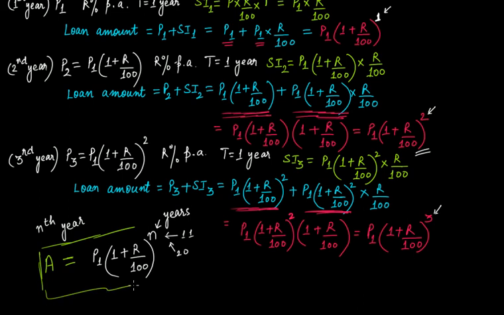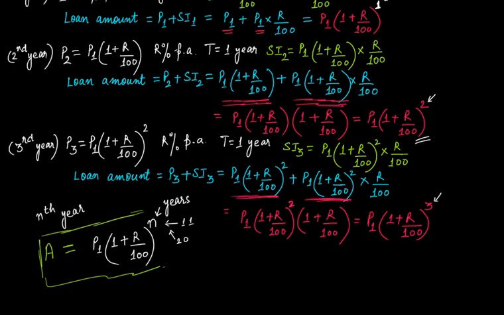For the nth year, if this is the total amount at the end of the nth year, tell me what will be the formula for the compound interest. We know that compound interest is equal to final amount minus principal amount. What is the final amount here? The final amount is this one, for the nth year. So P1 multiplied by (1 plus R by 100) to the power n, minus, what's P here? P is the principal. Final amount minus principal is the compound interest. So the principal in this case is P1.